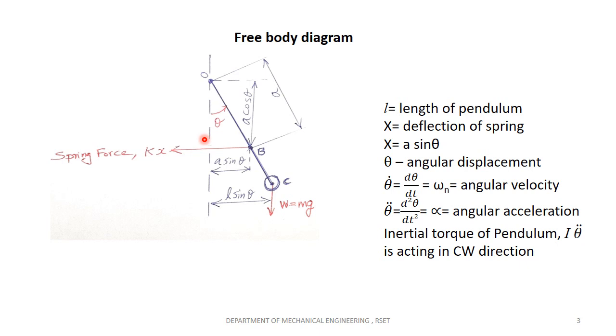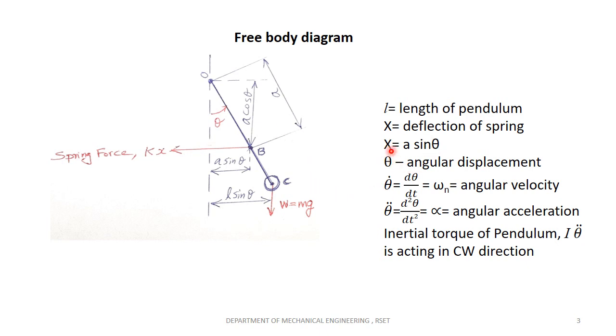So you found out the distance of the forces with respect to the point of oscillation. Spring force is away from the point of oscillation by a distance A cos theta, and weight is at a distance L sin theta from the point of oscillation. And the spring displacement is A sin theta. So these are the details we have got from the free body diagram.